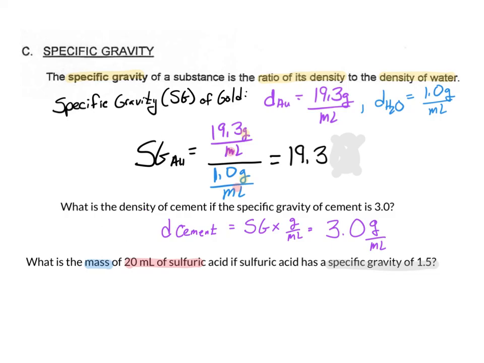All you would do is you would start with your 20 milliliters of sulfuric acid, multiply that by 1.5, add in the grams over milliliters because specific gravity and density are the same except that density has those units, and you'll get the answer of 30 grams. I don't usually put specific gravity calculations on my exam, but you should know the definition.